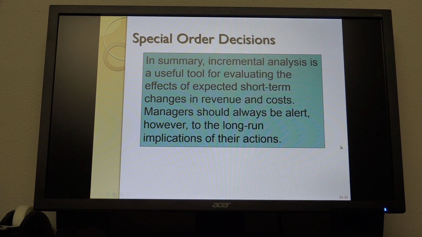So, incremental analysis is a useful tool for evaluating the effects of expected short-term changes in revenues and costs. And again, managers should always be alert, however, to the long-run implications of their decisions.